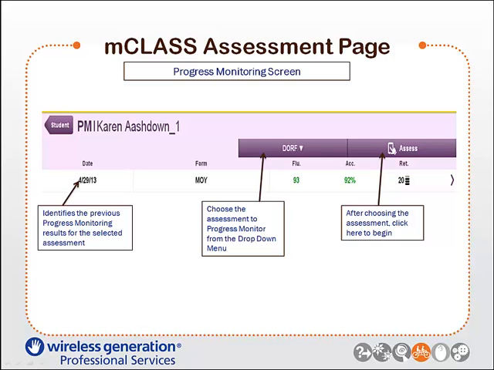If you were to choose progress monitoring, this is what your screen would look like for the assessment selection. What you would have is the student's name at the top left, and then there will be a section in the middle of the screen that will have dates, forms, and scores. This identifies previous progress monitoring results for the selected assessment that you have already given to that particular student. You will see on the right side two purple boxes. The first box will allow you to select the assessment you want to progress monitor. It is a drop-down menu. You click on that, and then you click on the particular assessment that you are going to progress monitor with. After choosing the assessment, you then will click on the button that says Assess to Begin.